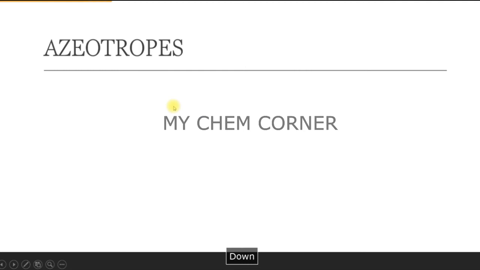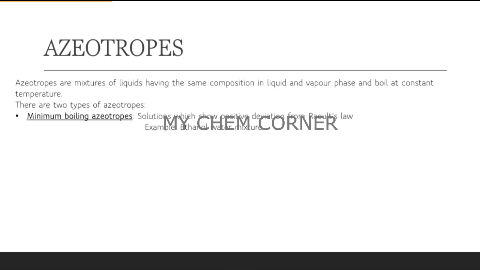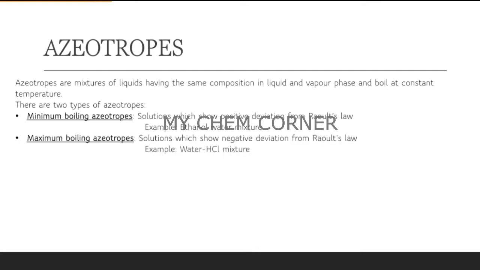Now the next topic that we're talking about is azeotropes. What are azeotropes? These are mixtures of liquids having the same composition in the liquid or vapor phase, and they boil at constant temperature. That is a property of azeotropes. They have two types: one is minimum boiling azeotrope and the other is maximum boiling azeotrope.